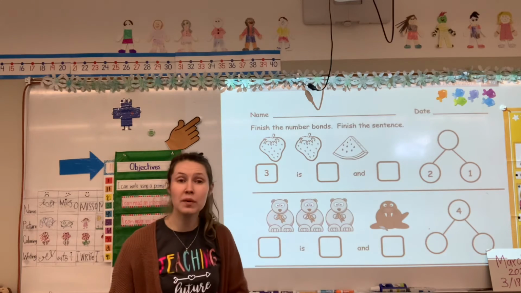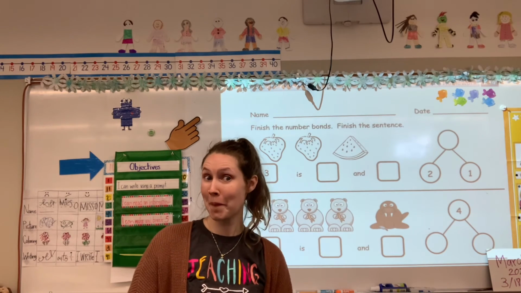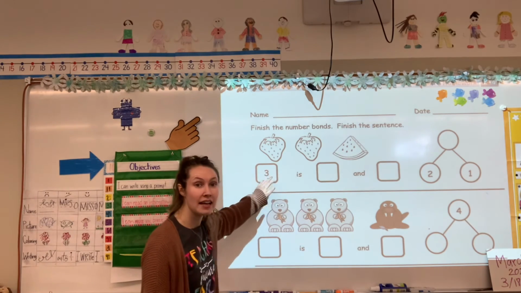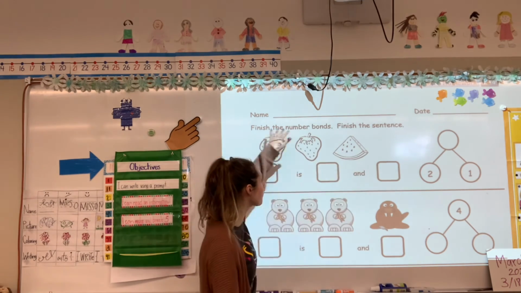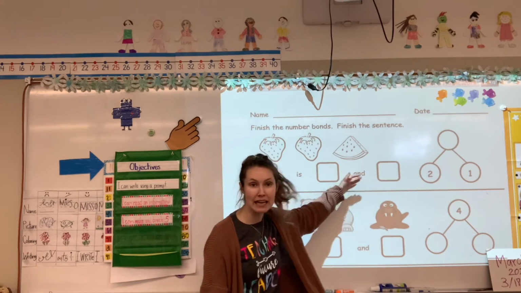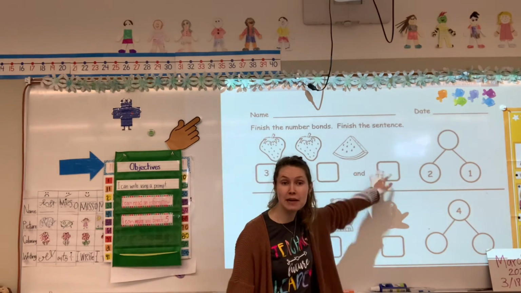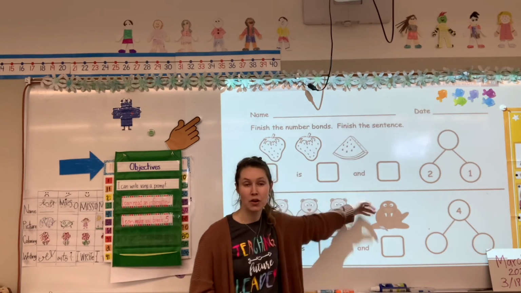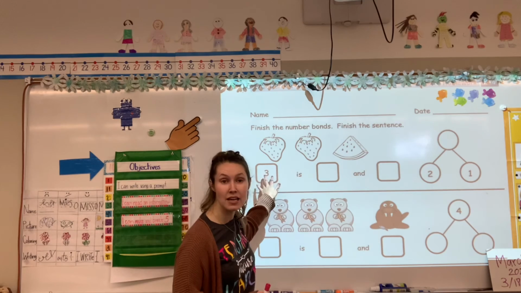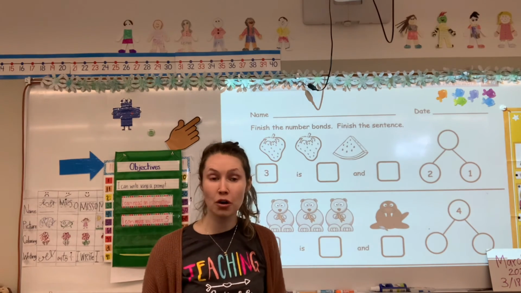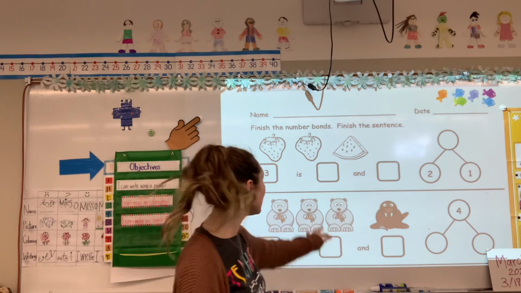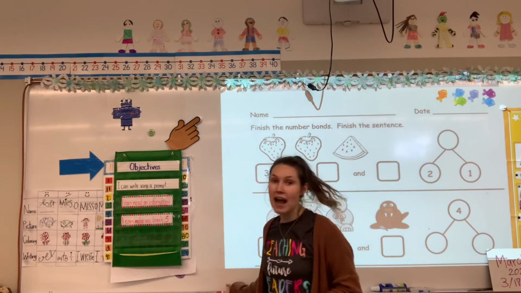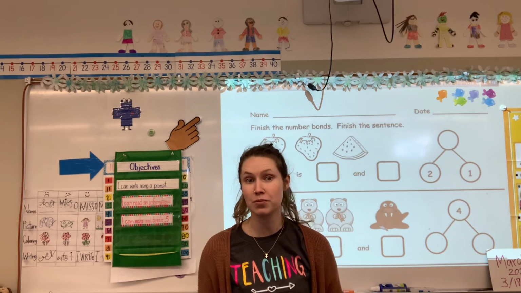Are we starting with the hidden partners or the total? You're starting with the total here. It's telling you 3, this group of 3, is blank and blank. Is what? You're going to need to look at your hidden partners here. 3 is the same as these hidden partners. When you put them together, they make 3. So notice that we're starting with the total for these number sentences. So fill in the missing numbers in your sentence and your number bond. That's how we're going to practice our making and breaking of our groups today.